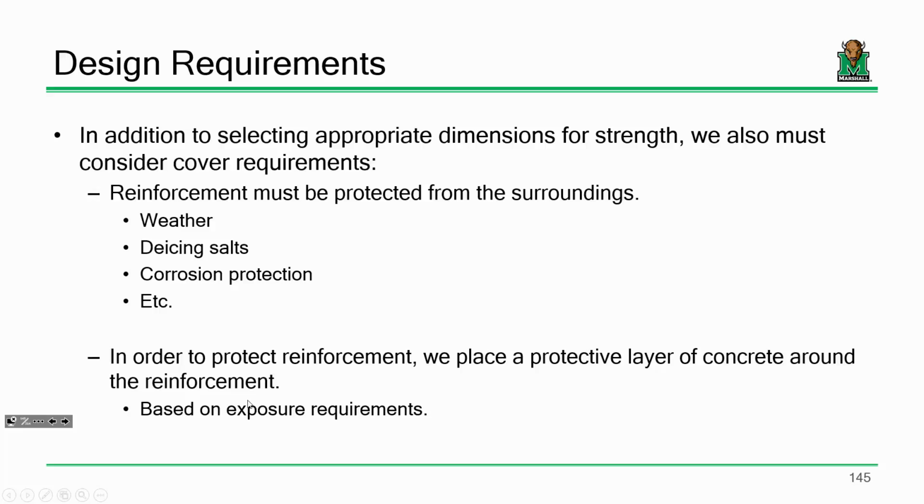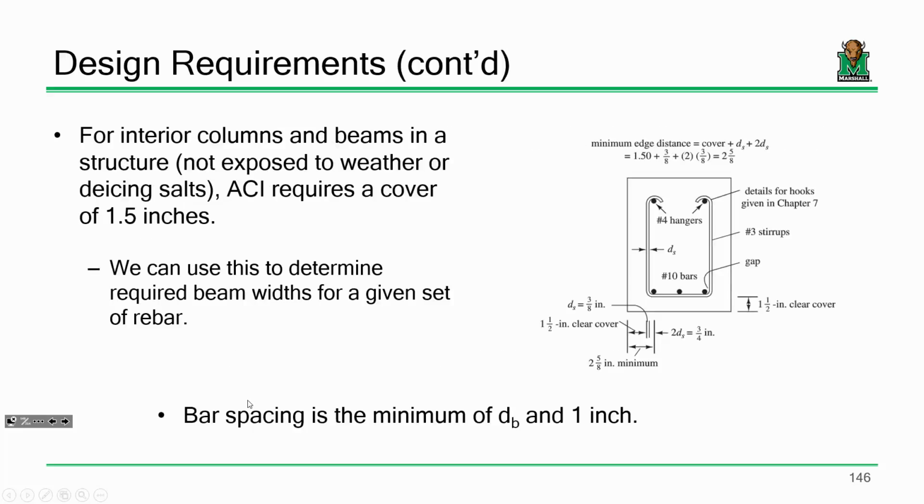Now that's for the interior column of a building. If I was talking about the pier on a bridge in the middle of the ocean, I might need 4 or 5 inches of cover, because that system is exposed to salt water, so the cover requirements are far more stringent. So cover requirements are a function of what you're looking at. That's what cover is: a protective layer of concrete around a given piece of reinforcement. For interior columns and beams in a pretty regular building, ACI requires a cover of 1.5 inches.